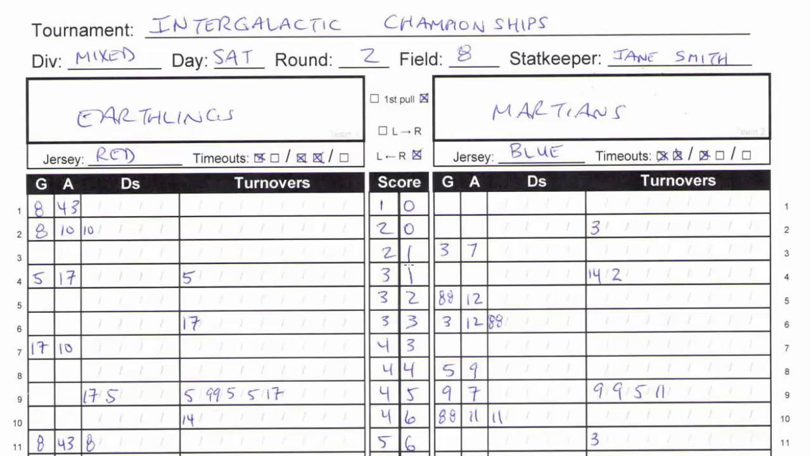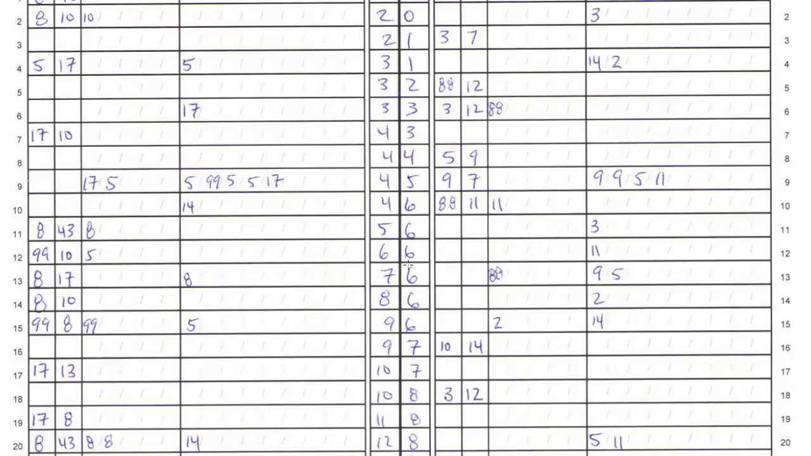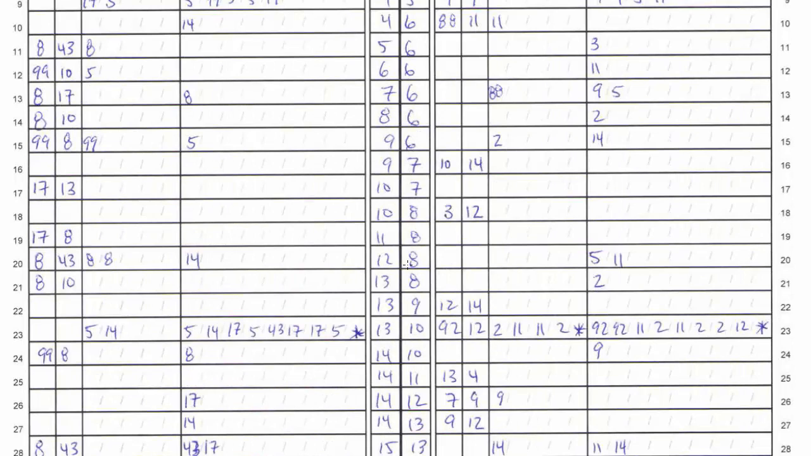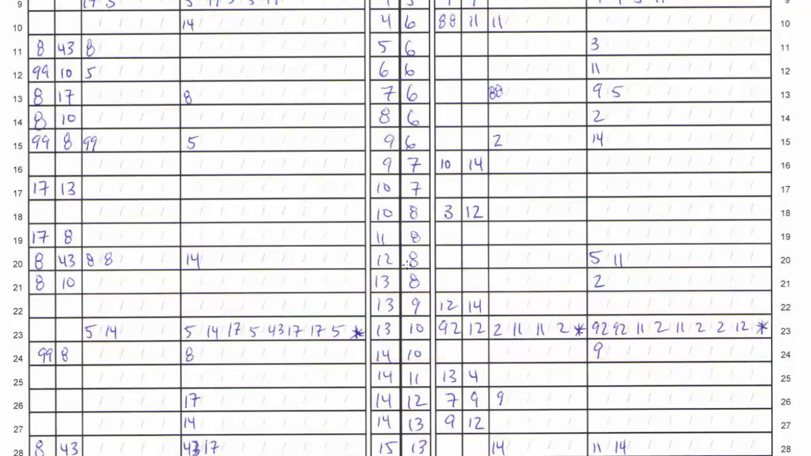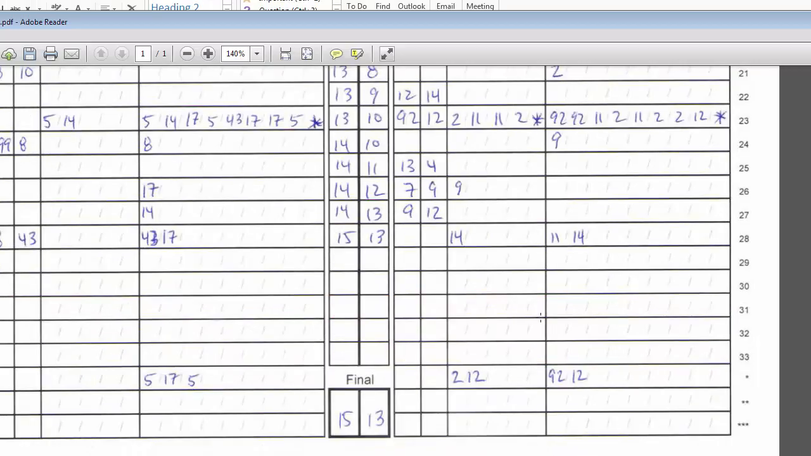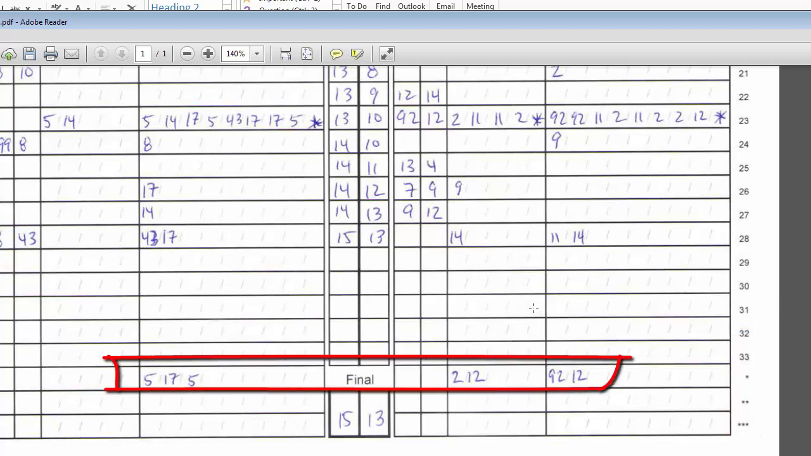Late in our game between the Earthlings and Martians, a sudden squall blows in, and the game gets sloppy. You'll see that we run out of space on the turnovers in D fields, and an asterisk is added in the last spot. Look farther down your score sheet, and you'll see spaces marked with asterisks for just such a purpose. Continue scoring on this line.